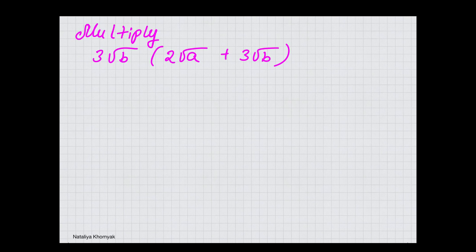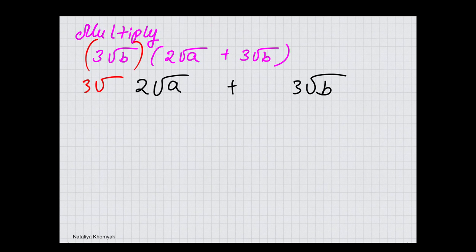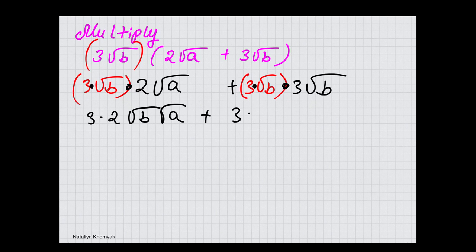So here we have to distribute again. First step, copy the parentheses. So we have 2 radical A plus 3 radical B. We need to distribute 3 radical B. This is all multiplication, so in the next step, I'm just going to rewrite my factors. We get 3 times 2 radical B times radical A plus 3 times 3 radical B times radical B. All I did was just rewrite my factors.